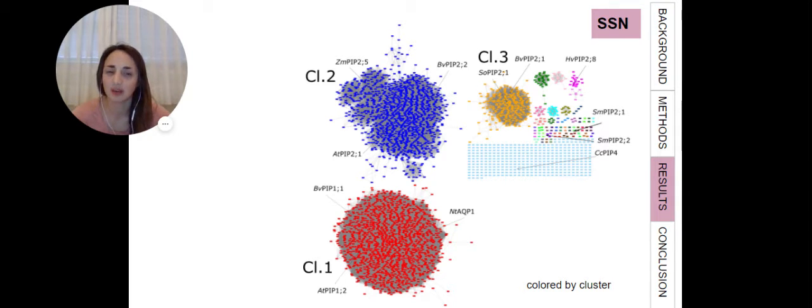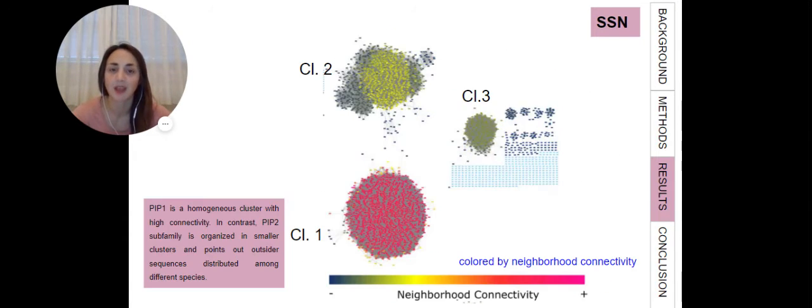It is well documented that most PIP1 channels are unable to form functional channels unless co-expressed with PIP2 ones. This network has 3 big clusters with different neighborhood connectivity. Cluster 1 is a homogeneous cluster with high connectivity. On the other hand, despite so far no functional differences having been reported, PIP2 paralogs are organized in several smaller clusters, each one with less homogeneous connectivity than cluster 1.